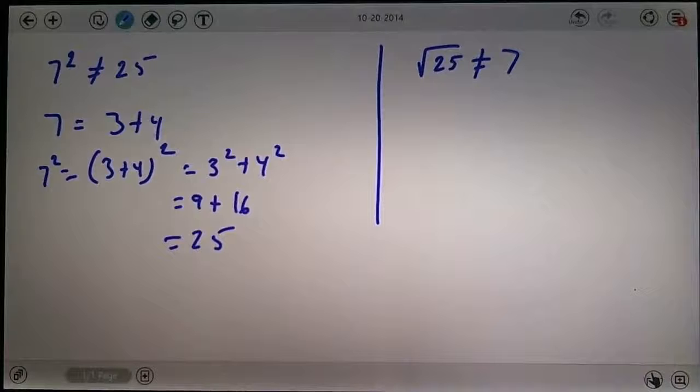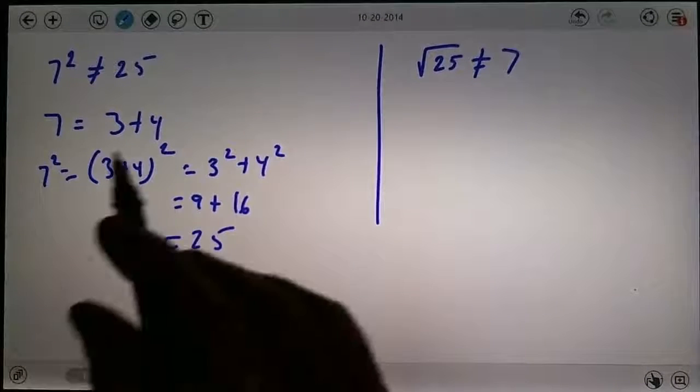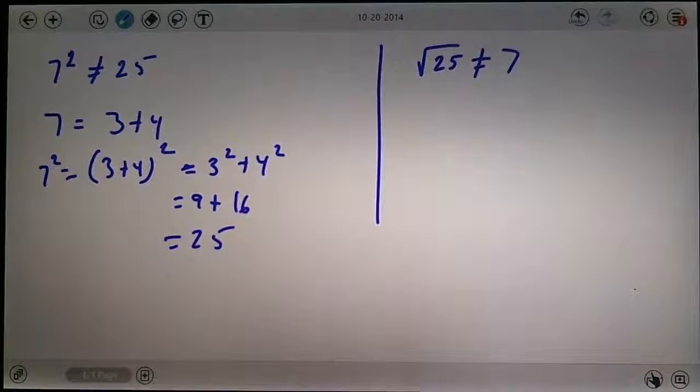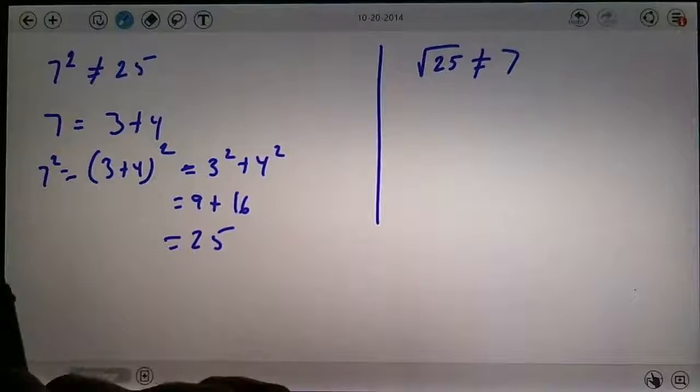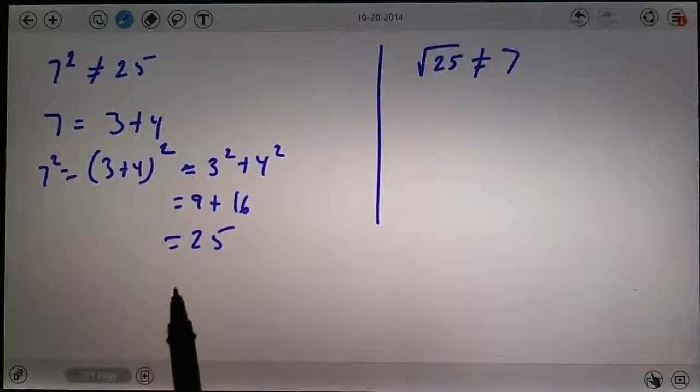Now, something in this calculation is wrong. Something about this isn't right, because clearly 7 squared is not 25. 7 squared is 49, right? And 25 and 49 generally aren't the same number. So what is wrong here?